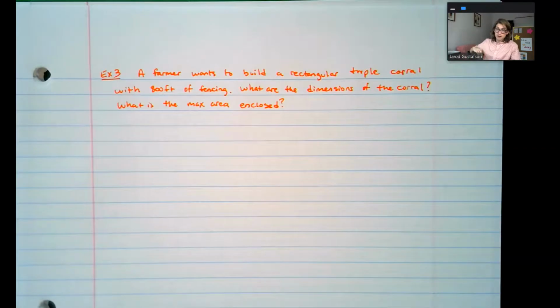Our last question. A farmer, maybe it's the same farmer, wants to build a rectangular triple corral. This guy loves rectangles, with 800 feet of fencing. Maybe it's not the same farmer. We did the first one in meters. What are the dimensions of the corral? What is the maximum area enclosed?